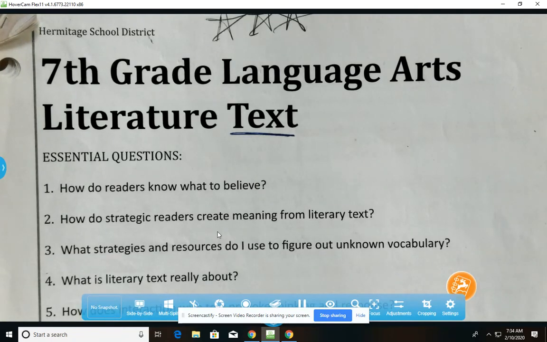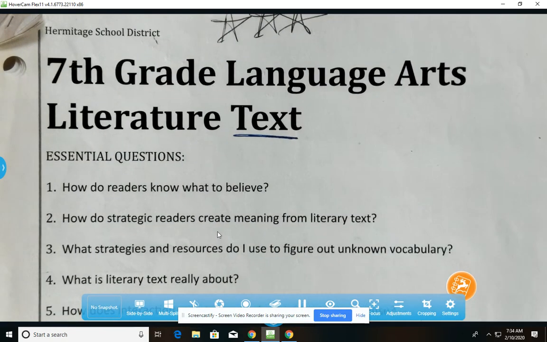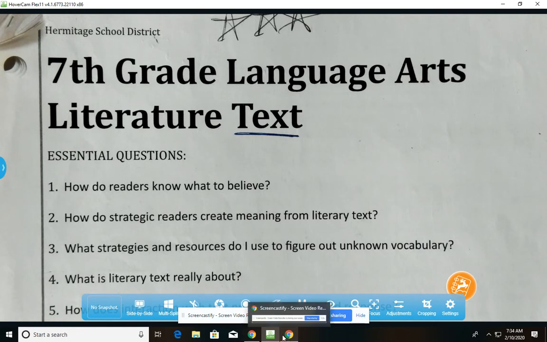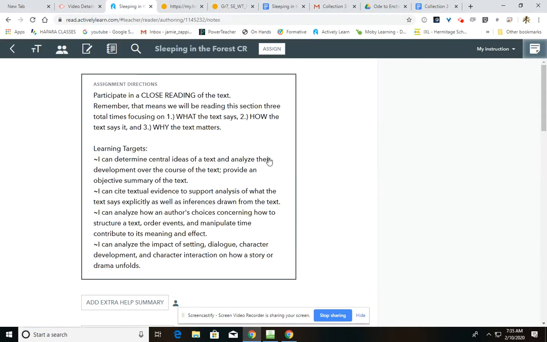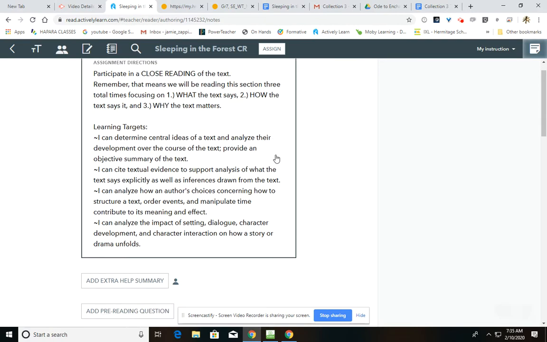Hello. Today for our second day of close reading poetry, before we have a quiz on poetry, we're in the literature text packet. As we read, we're going to be doing a close read, reading for 3 distinct phases. In the first phase of reading, we'll be reading for what the text says.